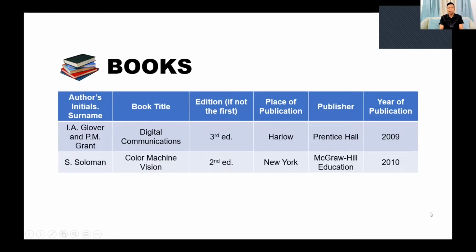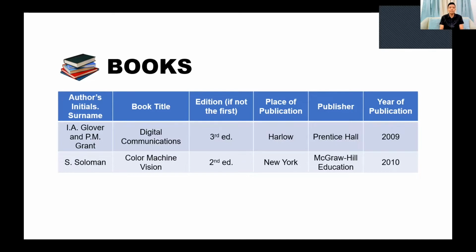Let's give a first example. So if my reference is a book, I should be writing down the author's initials, the author's surname, the book title, edition, if it's not a first, the place of publication, of course, the publisher, and the year. And that's how it's being written in a table format. And this is not necessarily applicable to a certain academic format like IEEE or APA. The gathering of this information is a necessity.